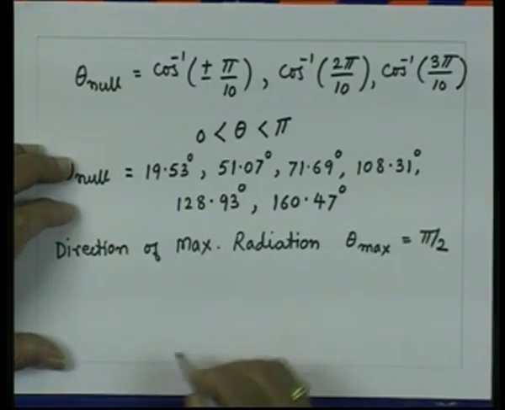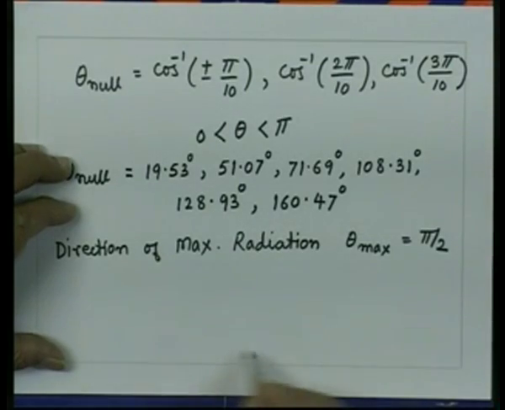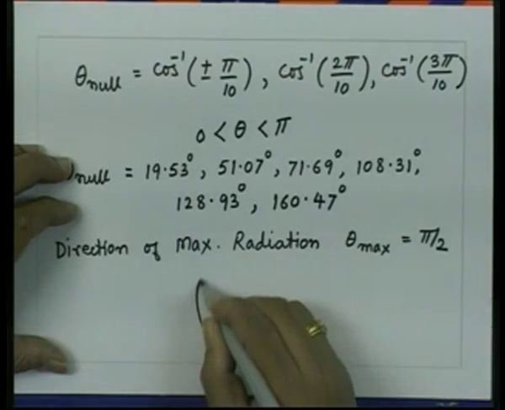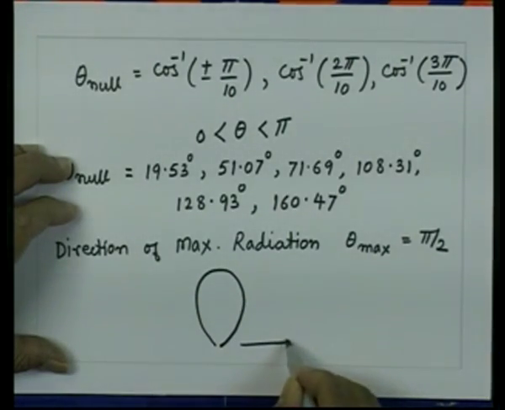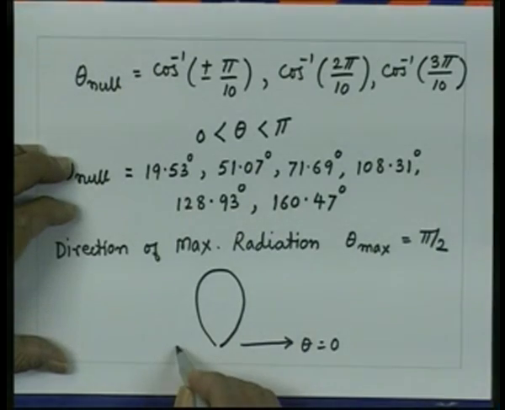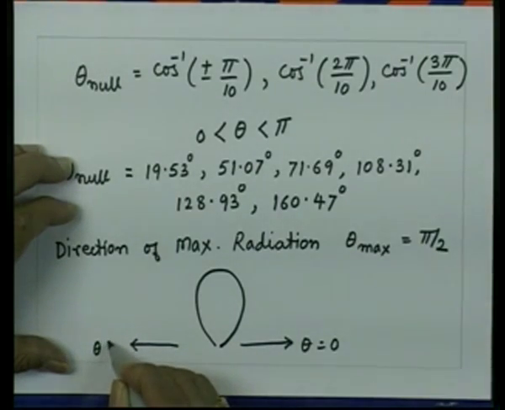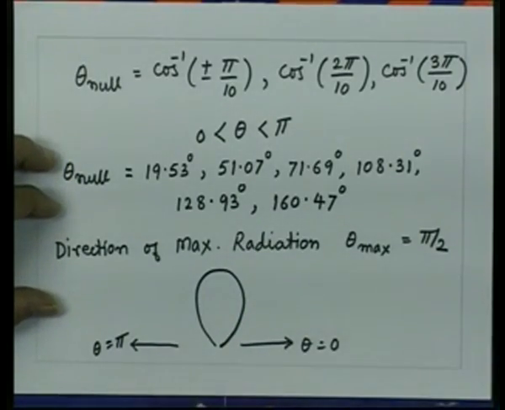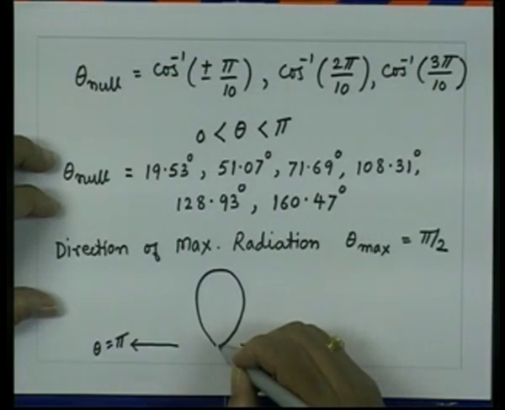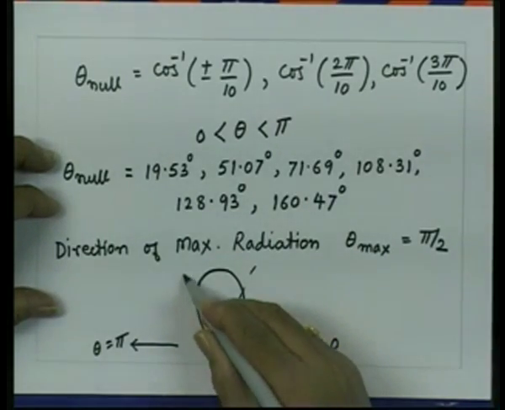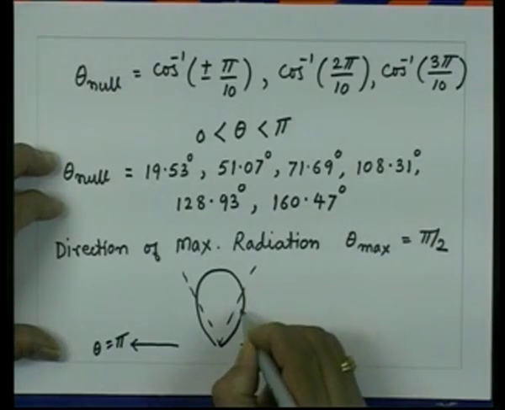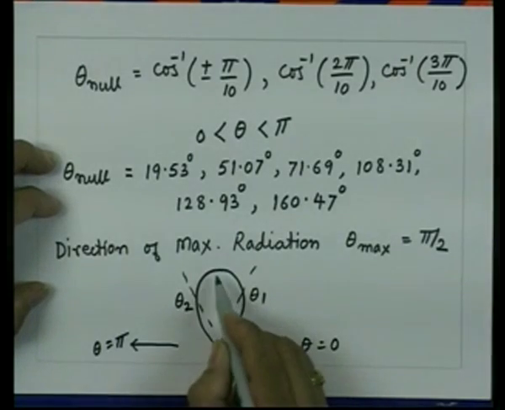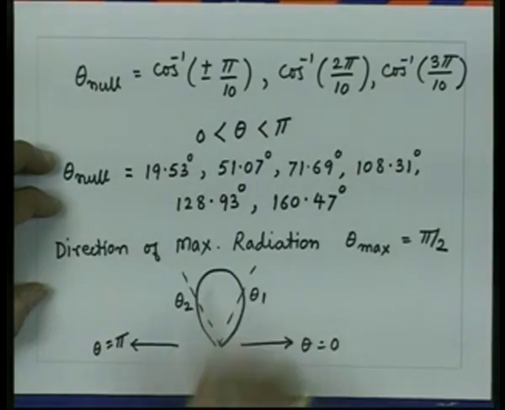So, in this case we have a beam. If I measure, let us say, theta going from 0 to pi, then we have a beam which looks like that. This is theta equal to 0, this is theta equal to pi, and we have a direction of maximum radiation, that is theta equal to pi by 2. So, we have to find out now the half power beam width, that means we have to find out these two angles. This is angle theta 1 and this angle theta 2, at which the field reduces to 1 over root 2 of its maximum value.